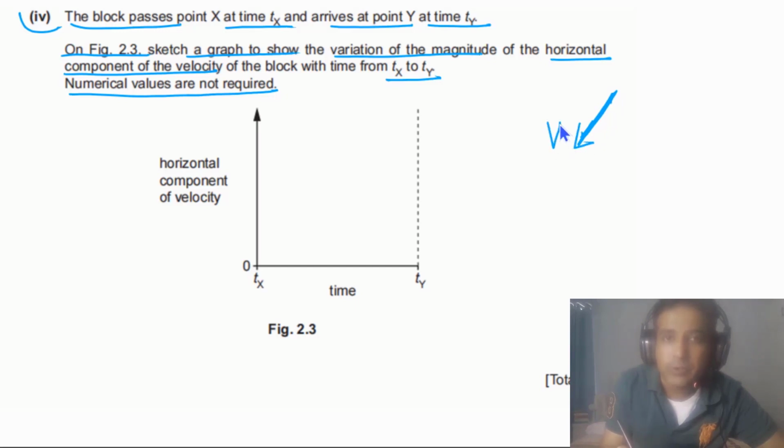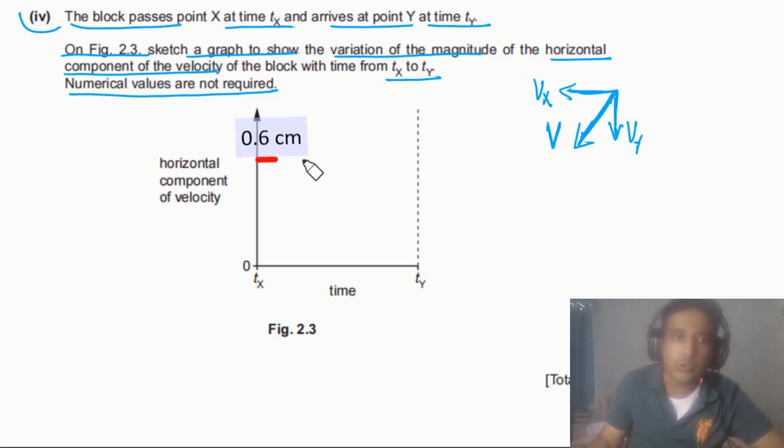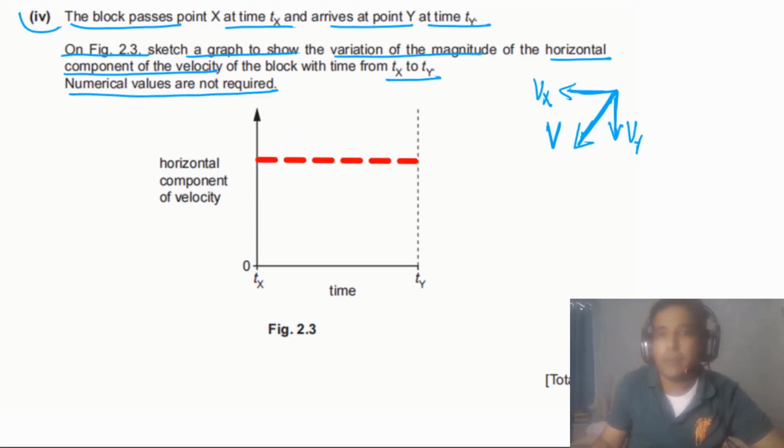Let me explain this with a small diagram. We have velocity in this direction at point X. It has 2 components. One is the vertical component, Vy, and the other is Vx, and Vx remains constant because gravity is only acting vertically downwards. So the horizontal component of velocity will remain constant. So we simply need to draw a horizontal line. This is how you can draw the horizontal line, and this question has only 1 mark.